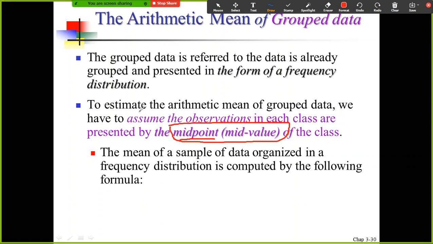So in order to estimate the arithmetic mean of grouped data, we have to assume that the observations in each class are represented by the midpoint value. In terms of midpoint, we already looked at how to draw a frequency polygon: in order to draw a line from one point to another, one point of a class is the class midpoint value.